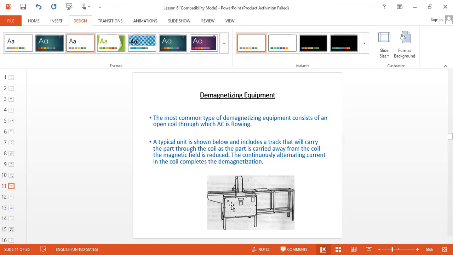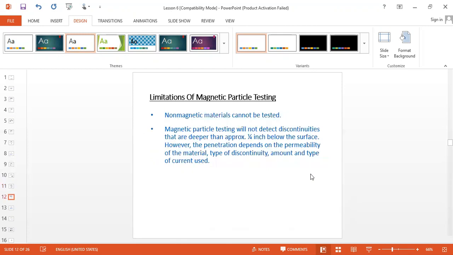So here we see coil type equipment. The most common type of demagnetizing equipment consists of an open coil through which AC is flowing. Typically the unit shown below includes a track that will carry the part through the coil. As the part is carried away from the coil, the magnetic field is reduced. The continuously alternating current in the coil completes the demagnetization.